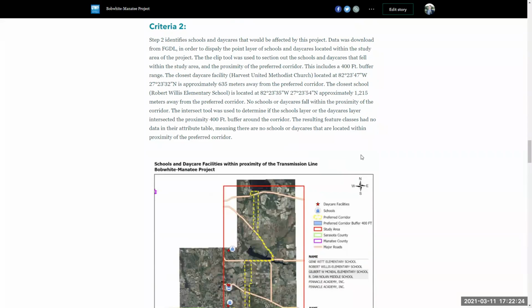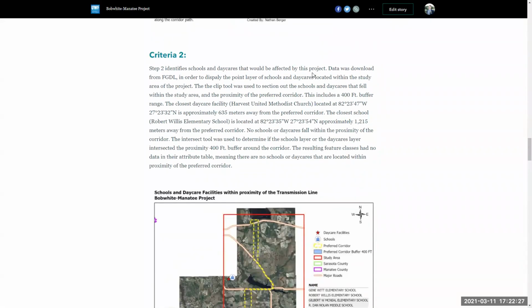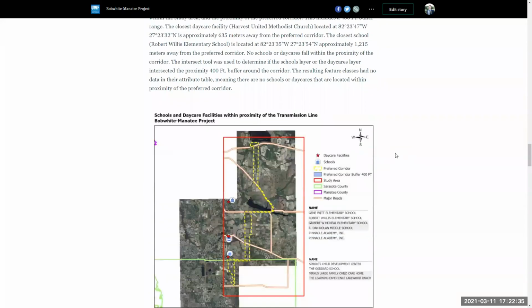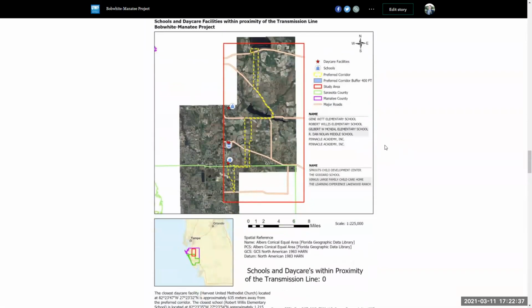For criteria 2, we had to go to FGDL for all of these schools and daycares located within the proximity of our transmission line. So I collected all of the schools and daycares as point layers from FGDL, and I clipped out their locations for the Manatee and Sarasota counties. And then I clipped them again to show only what is actually within our study area. By doing the red stars here, I have my daycare facilities, and the blue icon, I have my schools.